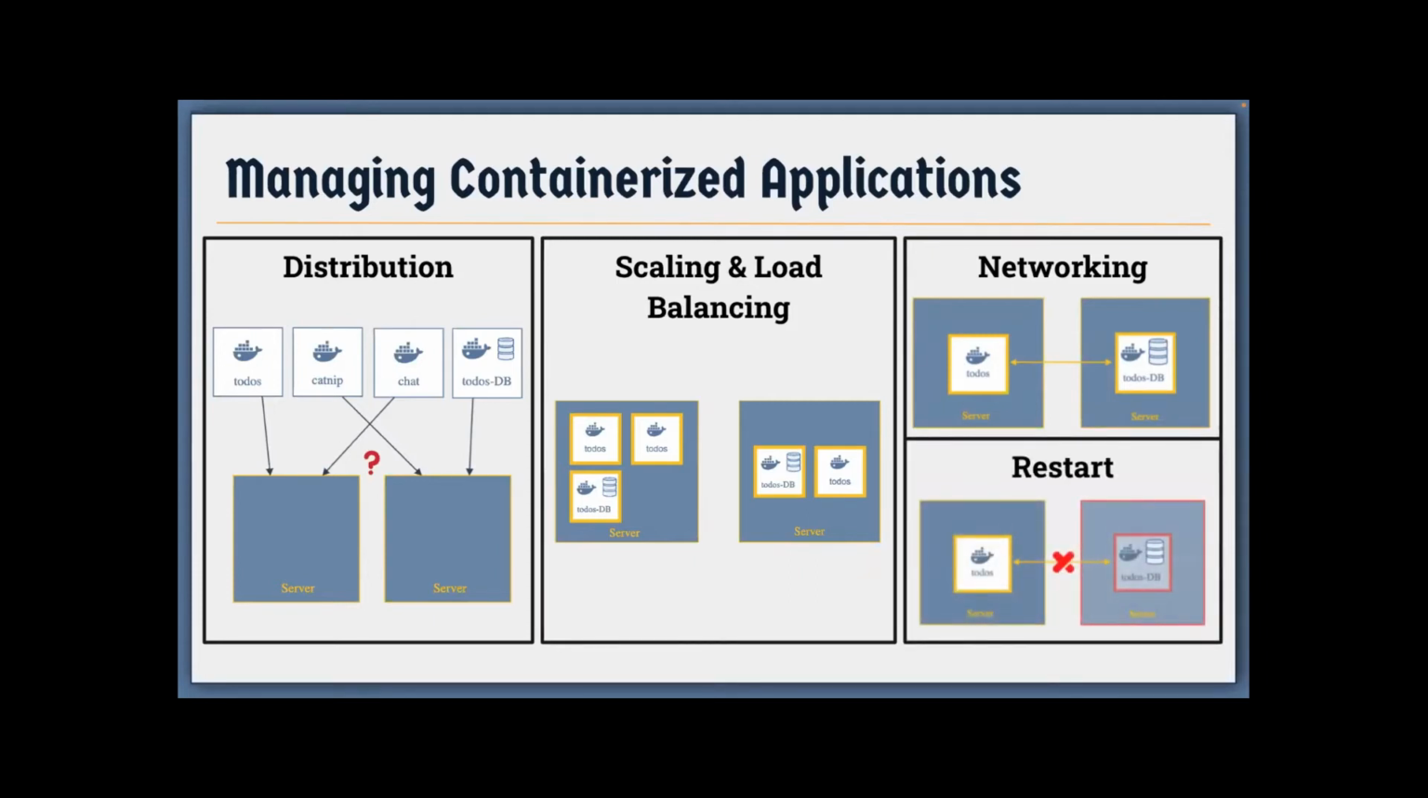Restart. What happens when a server or a container crashes? Here, our second server crashed, and the To-Dos app can no longer communicate with its database. How do we ensure the container is restarted on a healthy server with minimal downtime? Managing all this manually for multiple applications would be significantly complex to do.